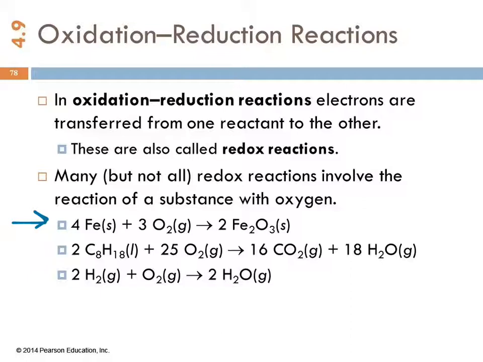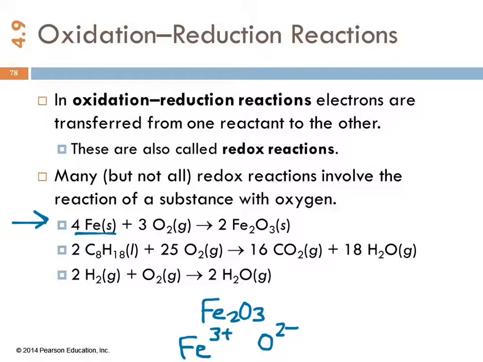In that product, Fe2O3, what kind of a compound is that? It's ionic, right? So there's ions in there. What charge does the iron have? 3+. Oxide always has 2-.